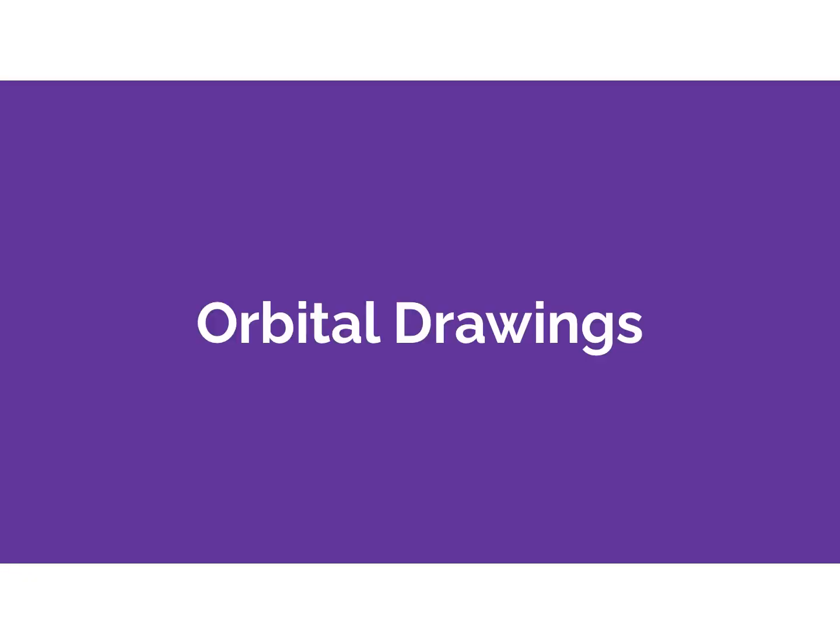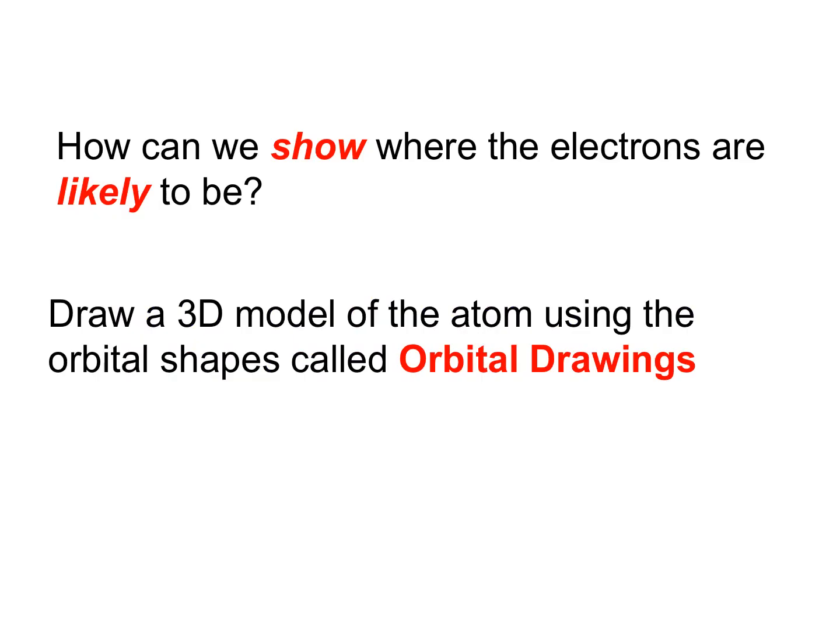Now we're going to get into orbital drawings. So orbital drawings are how we can show where the electrons are likely to be, because we've talked about in class how Bohr's model is not exactly accurate because the electrons don't go in a circular orbit around the nucleus. So there actually is a range of 3D shapes, 3D models of the atoms that we can use to show where the electrons will end up.